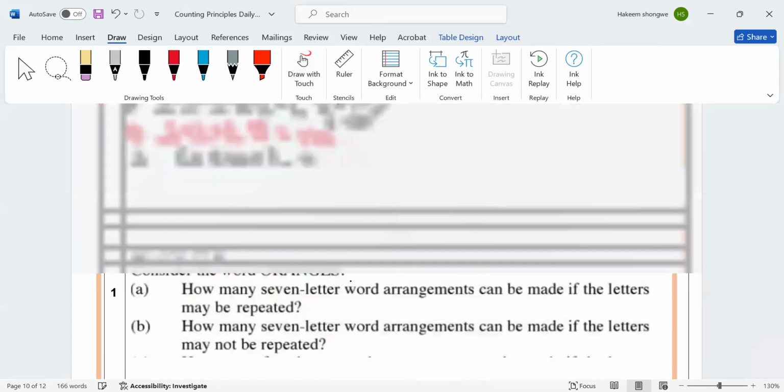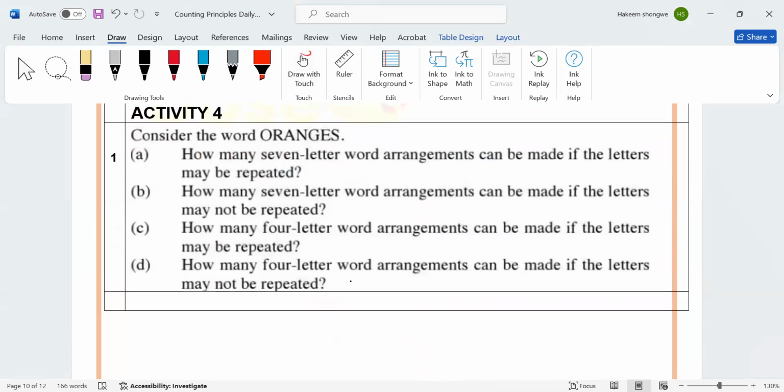Then let's start the next one. Let's consider the word oranges.